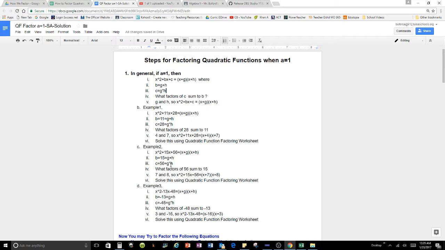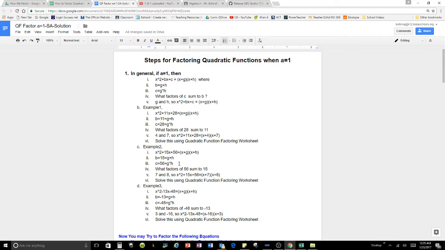Well, the way that we do this is find factors of 56. And again, we could start with 2 times 28. That's an easy one. 2 times 28 does equal 56. But if g and h are 2 and 28, when we add 2 and 28 together, we get 30, not 15. So that doesn't work.